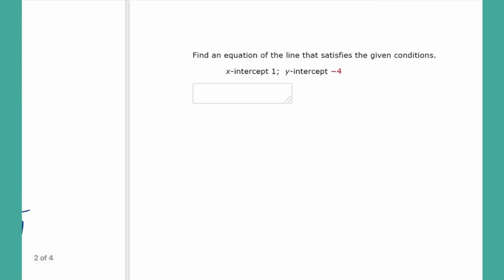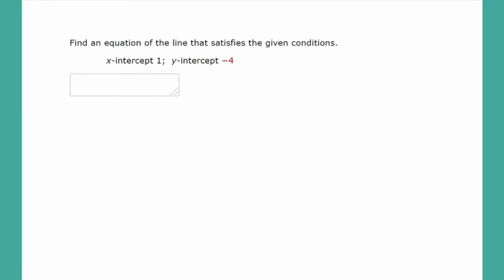All right, let's take a look at the next page. Find an equation of a line. As soon as I see that statement, find the equation of a line, I automatically go to y equals mx plus b first. And notice that we're given the x-intercept. So the x-intercept is (1, 0), and the y-intercept is (0, -4). And so we can do the same steps that we did in the previous problem.